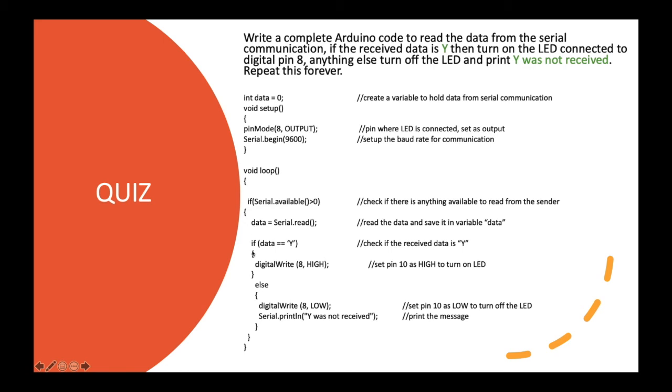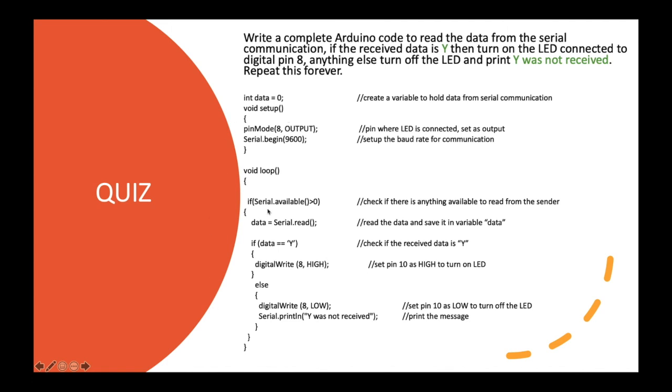Now, again, within another if statement between these two curly brackets, you will check if that particular data, whatever you have read just now, is uppercase Y or not. If it is uppercase Y, then only you are going to turn on the LED by using digitalWrite. Else, again, within these two curly brackets, you are going to turn off the LED and print "Y was not received", right? So this is basically the steps that you need to follow.